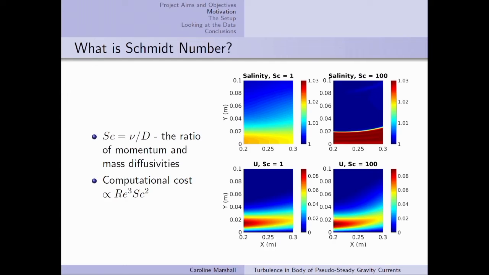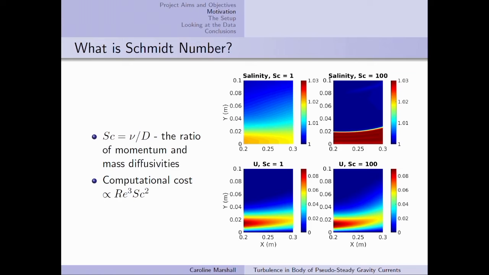Most of the existing numerical work looking at gravity currents assumes a Schmidt number of 1. This is the right ballpark for a gaseous flow, but for a solute-based flow, which many people do look at, it should really be more on the order of 1,000.